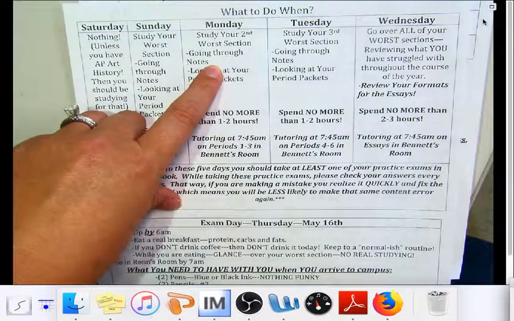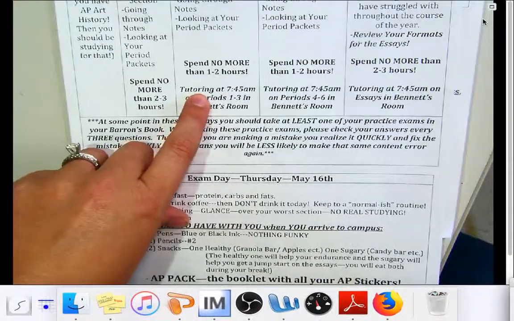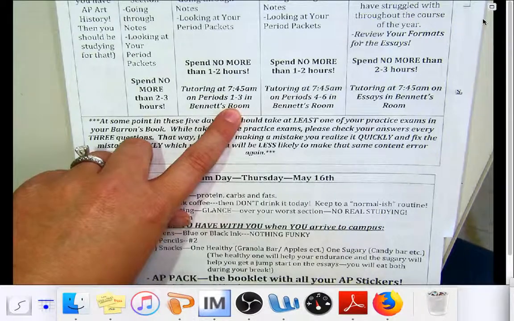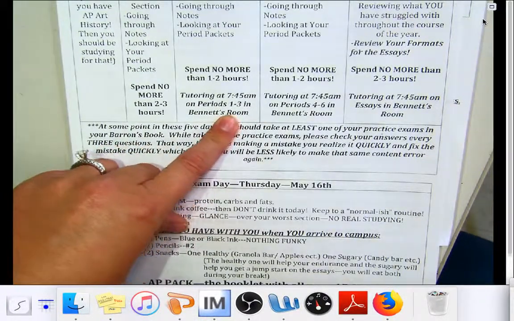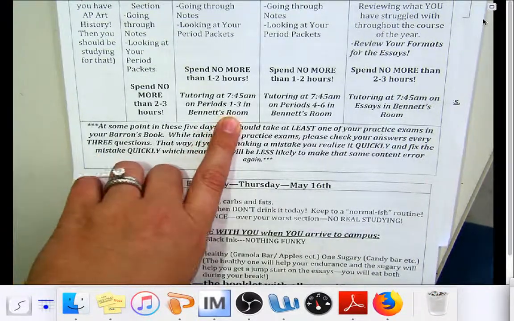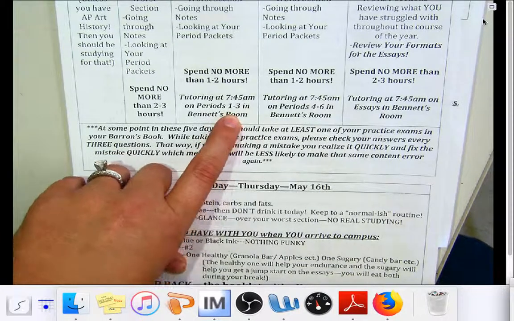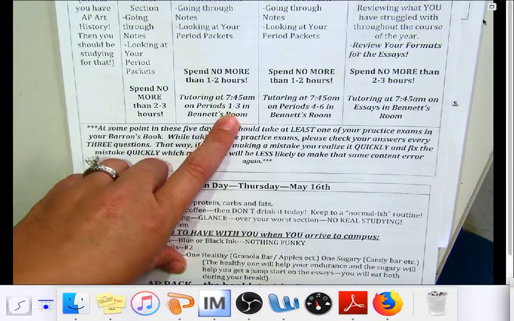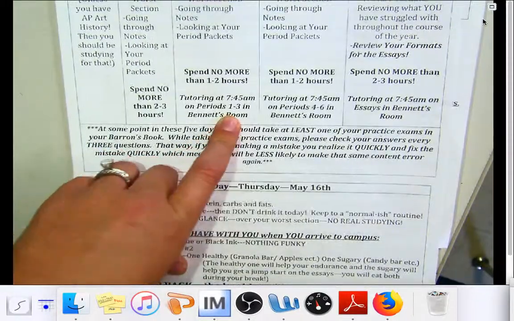On Monday, at 7:45 in the morning, I am doing a tutoring session for periods 1 through 3 in my classroom. If you are interested in coming, you're more than welcome. If you're weak in period 2 and 3, where should you be at 7:45? Here. If you're only weak in section 3, do you have to be here? No. Then you should be here at the next tutoring session. Does that make sense? You need to budget your time. You can't do everything. You don't need to do everything. You just need to be aware of what your options are and make sure you're taking advantage of them.